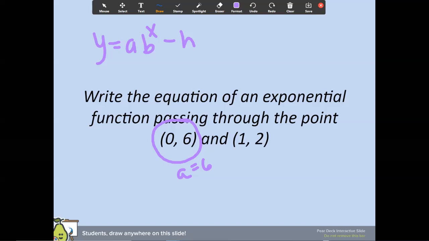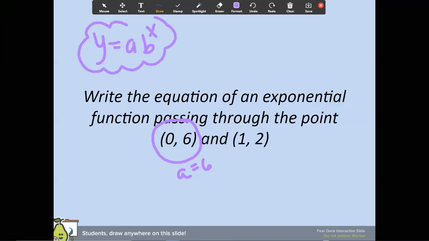And honestly on this, I do not think we even have our minus h. It did not mention anything about an asymptote. So I'm going to be using this formula. Okay, sorry, I'm changing my mind. So on this, I'm going to be using this general formula, trying to find my a. And then my b, what am I multiplying by?